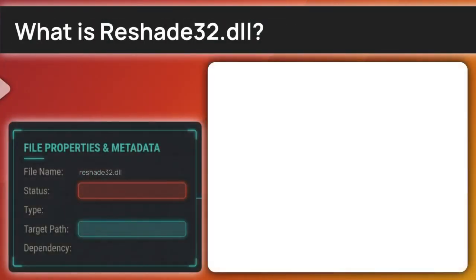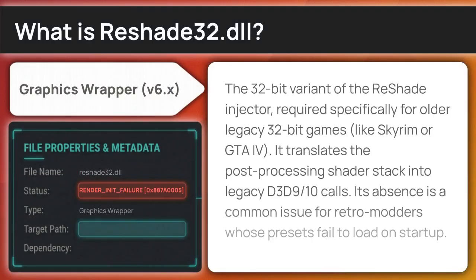This is the ReShade32 Library, the 32-bit variant of the ReShade injector, required specifically for older legacy 32-bit games, like Skyrim or GTA 4. It translates the post-processing shader stack into legacy D3D9 and D3D10 calls. Its absence is a common issue for retro modders whose presets fail to load on startup.